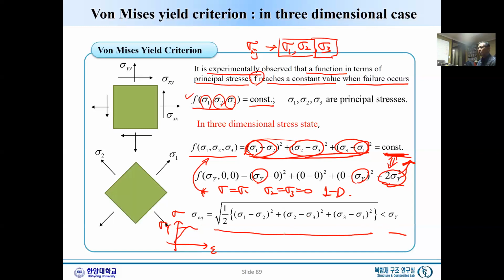Okay, so this is a general stress state, and this value should be less than sigma yield, and this one we call yield equivalent stress, or we call von Mises stress. Very important stress in design.